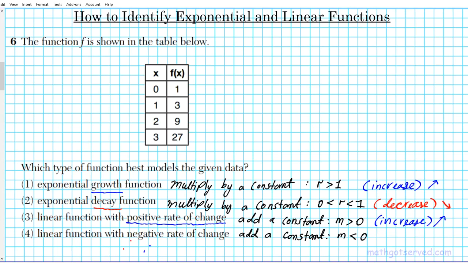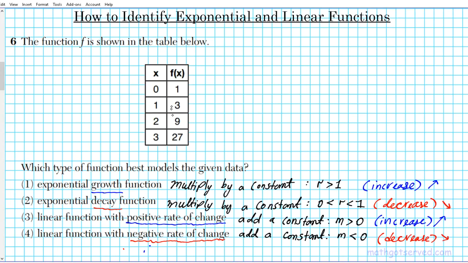And a negative rate of change basically means you have a negative slope. What do you know about lines with negative slope? They're decreasing, okay? So just by considering the behavior alone, you should be able to eliminate options. What am I talking about?